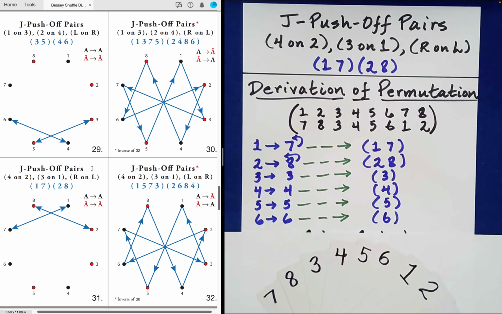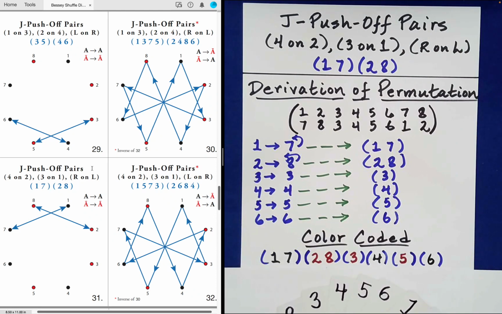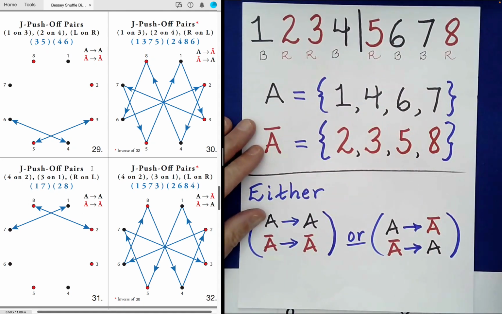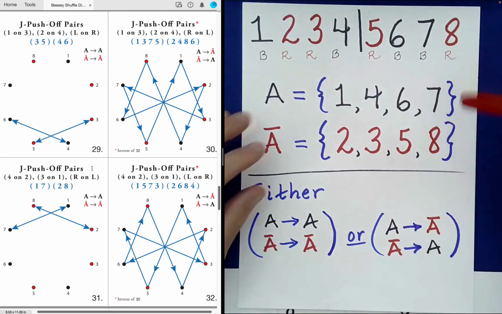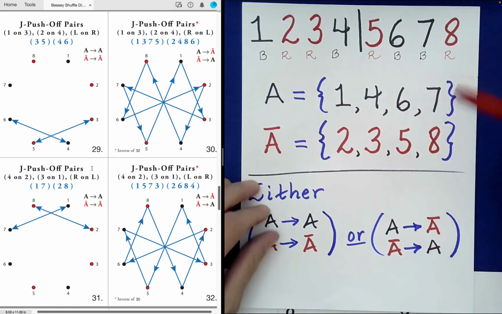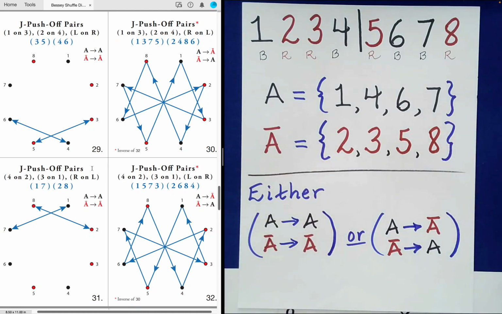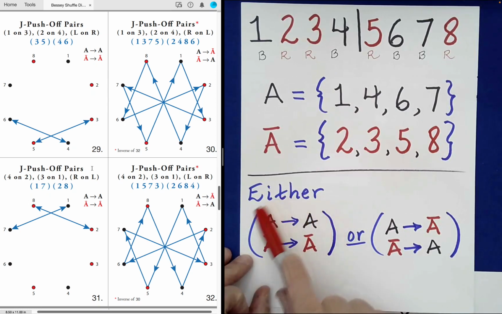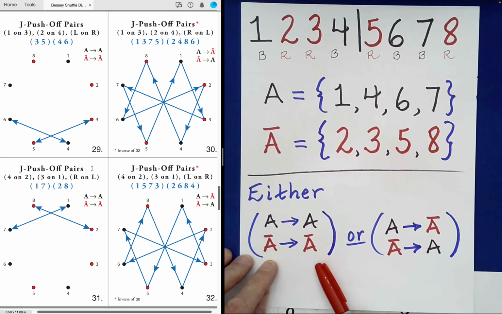If we color code our position digits, we obtain the following. Remember, the positions 1, 4, 6, 7 are color coded black, and position values 2, 3, 5, 8 are color coded red. And this aids us in discerning what effect a particular shuffle has had on the underlying Bessey sequence structure. The two cases being that it returns the sequence to the same form of the Bessey sequence, or it converts it into its inversion.